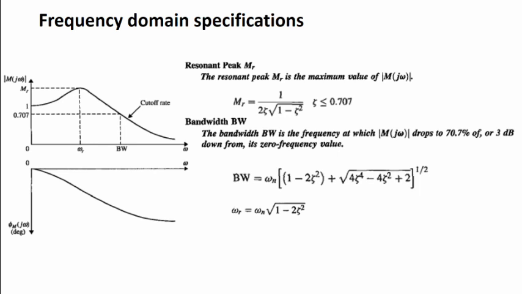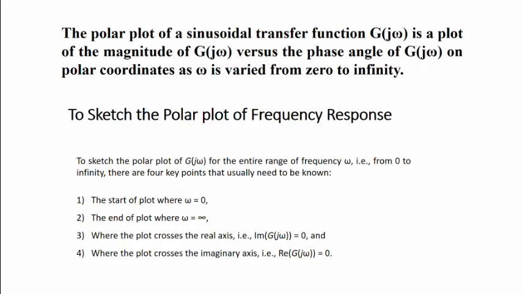The other important frequency response specifications are gain margin and phase margin, which we can only understand after the introduction of the Nyquist stability criteria or the Nyquist plot. So to start with, these are the frequency domain specifications. Now let us move towards the polar plot.